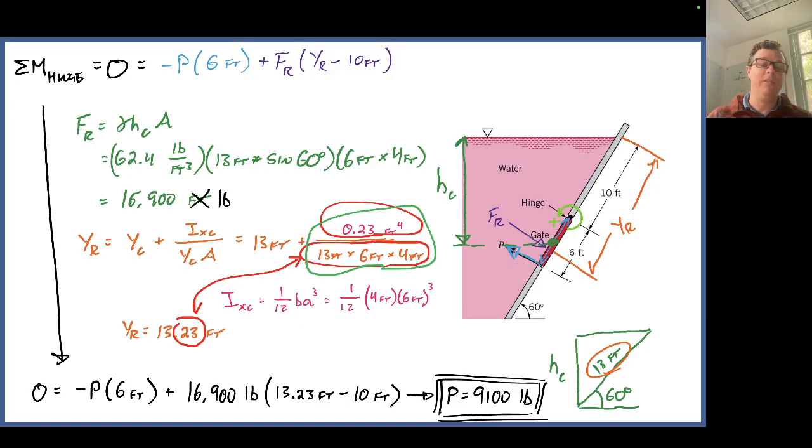Alright folks, hopefully this helped you see how force balances and moment balances can let our resultant force from the fluid start to interact with the world around us and contribute to a design in an engineering application.